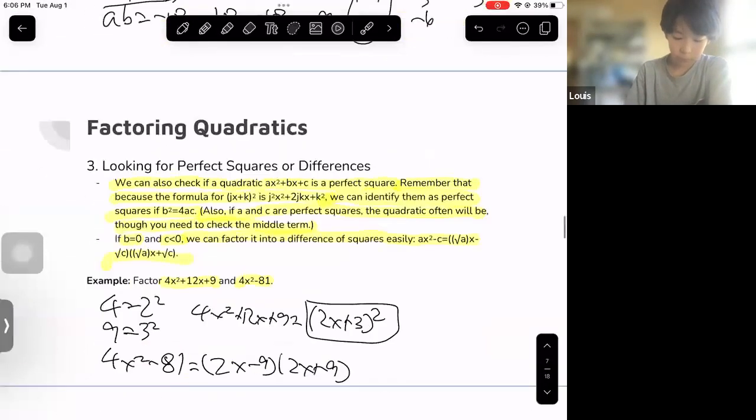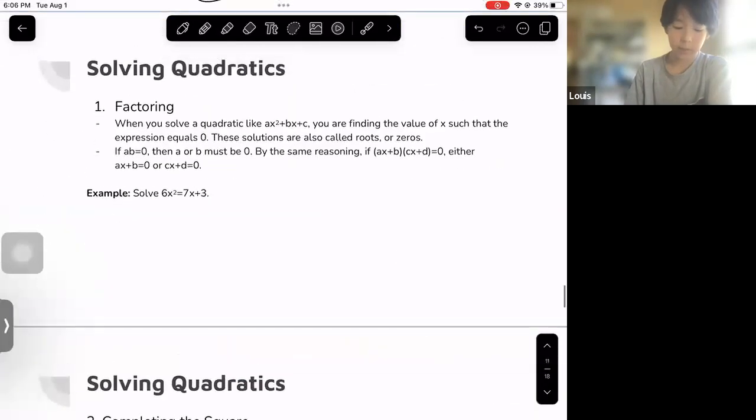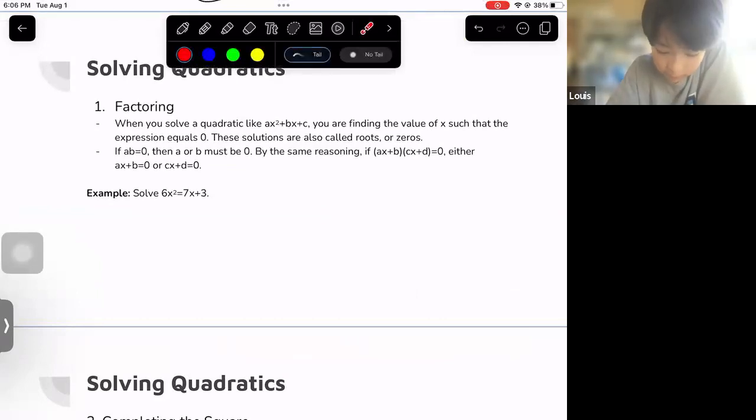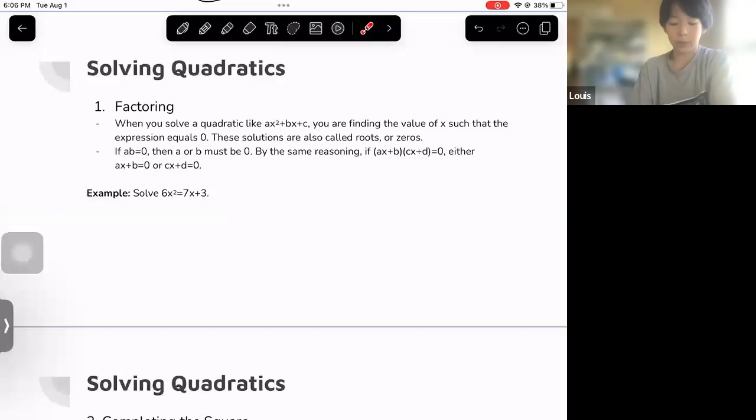So last week we did factoring quadratics. So this week I'll go over solving quadratics. You can solve quadratics by factoring them.